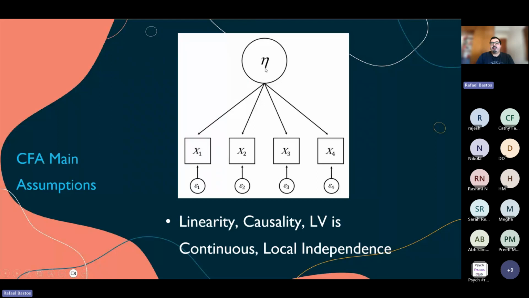it's not discrete. And there is an assumption of local independence, which means that the correlation between, for instance, item one and item two exists only because they have a common cause that is the latent variable. So if we have a depression latent variable, the correlation between "I am sad" and "I cry in the shower" only exists because they are conditioned on the depression latent variable.